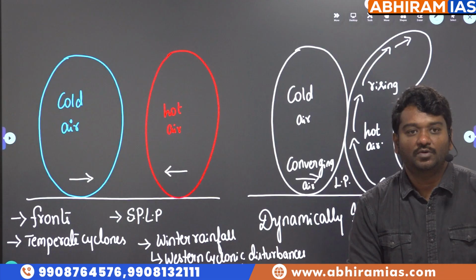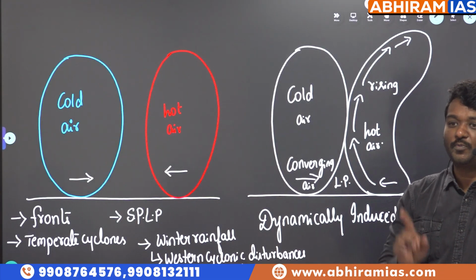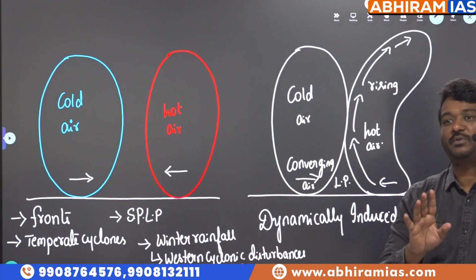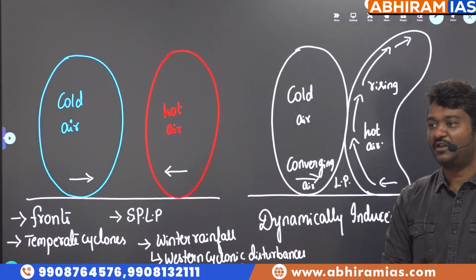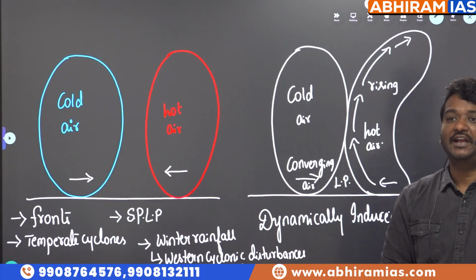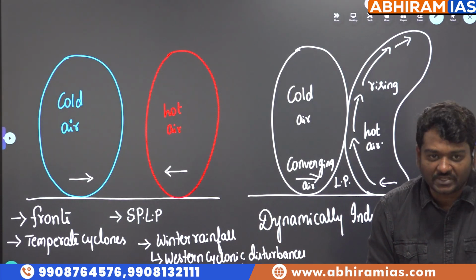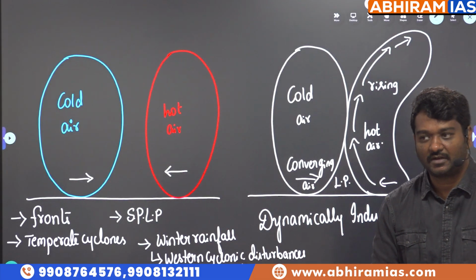So what are the two you saw? Low pressure means, finally, what is the word it should come? Low pressure should never be associated with temperature because there are different types of low pressures. One is thermally induced, another one is dynamically induced. In thermally induced, a high temperature surface leads to low pressure. In dynamically induced, converging of cold and warm leads to a low pressure area.